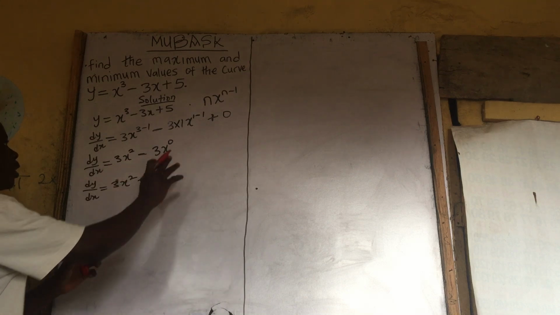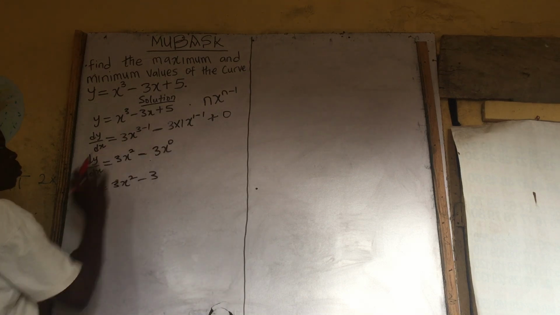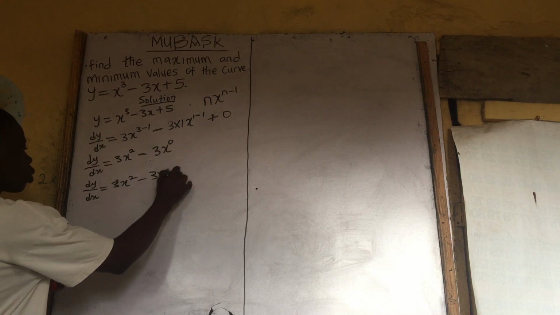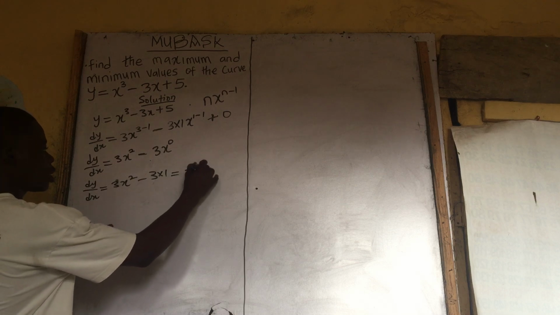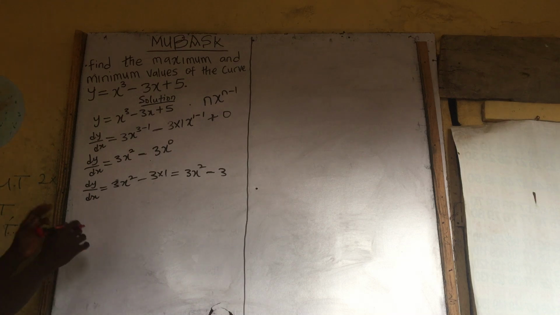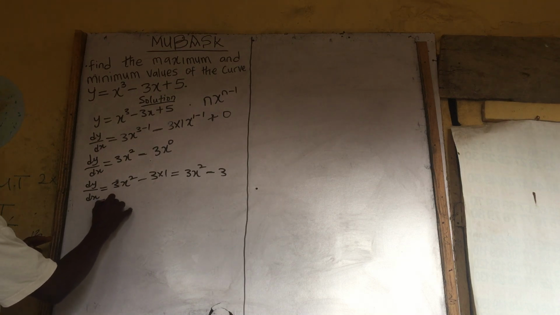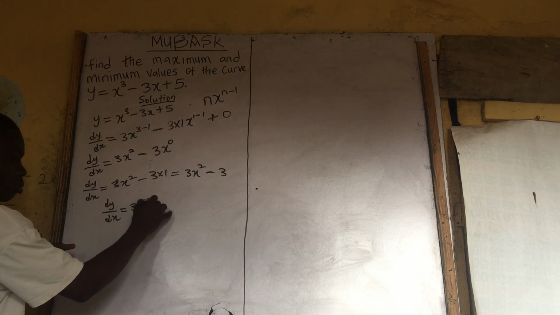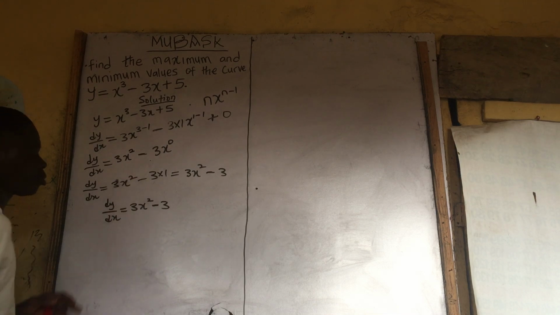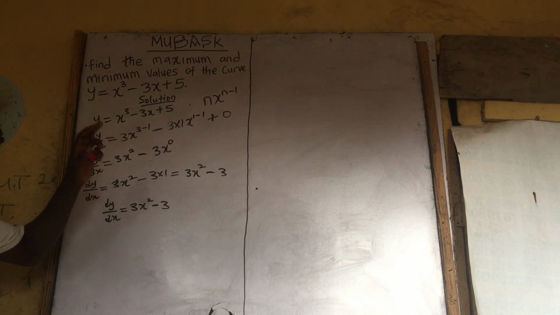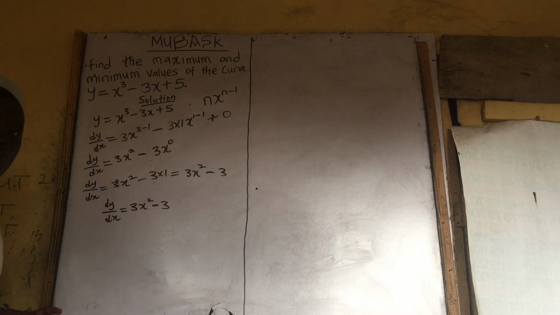So from the zero law, x raised to power 0 gives us 1, so 3 times 1 times 1 equals 3. So our dy over dx now equals 3x squared minus 3.